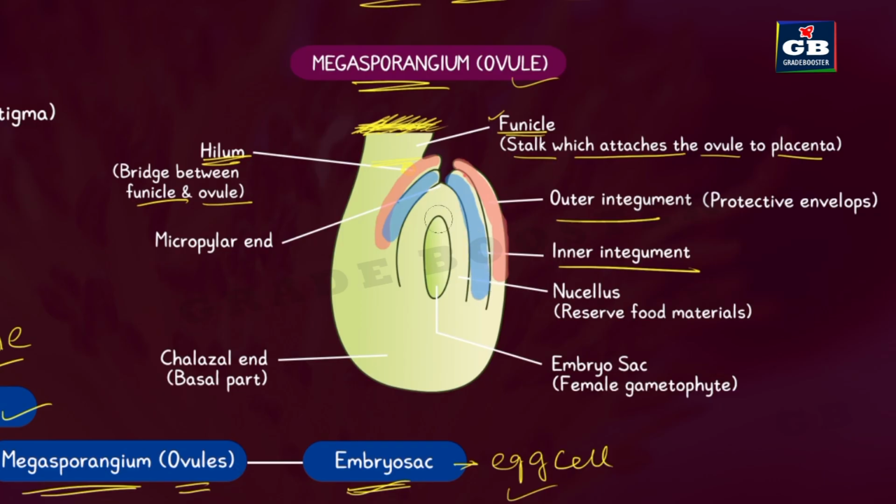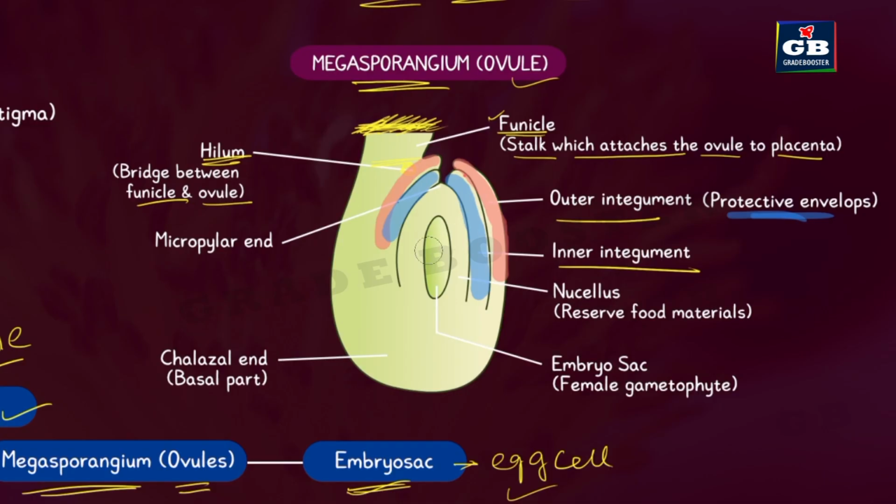The ones highlighted in pink are outer integument, and the ones highlighted in blue are inner integuments. So what are these integuments? They are the protective envelopes. So they protect the inner nucellus and embryo sac. The inner parts are nucellus and embryo sac. These two are protected by the outer and inner integuments.